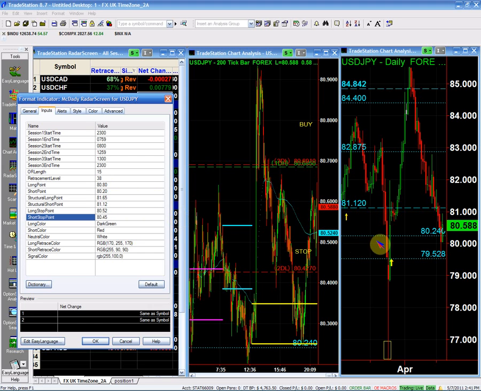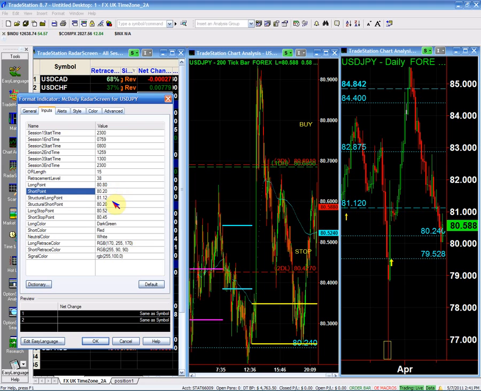So it was a structure short last week. Now it is going to be my structure long. And my structure short now is going to be the 80.24. This is where I'm going to, oops, I made a mistake here. So if my short point is my structure point, then this has to be my stop.